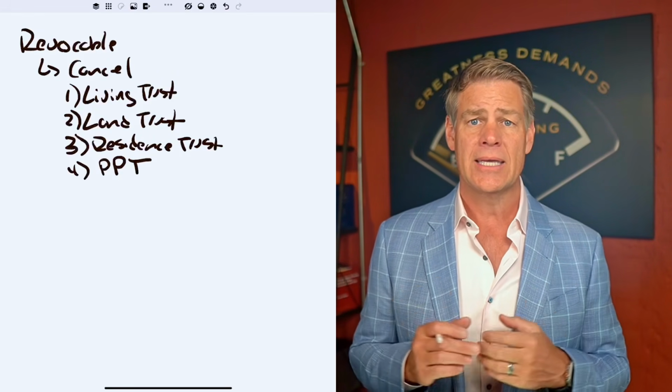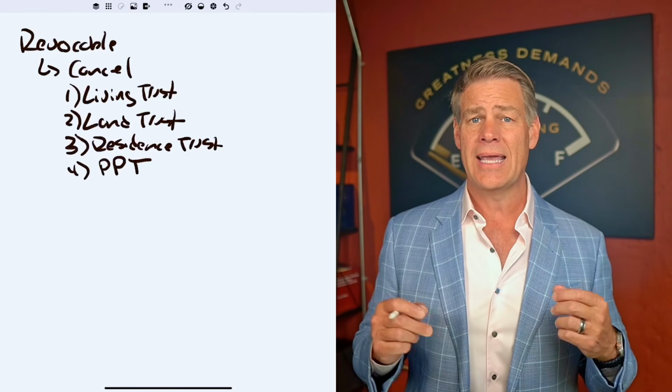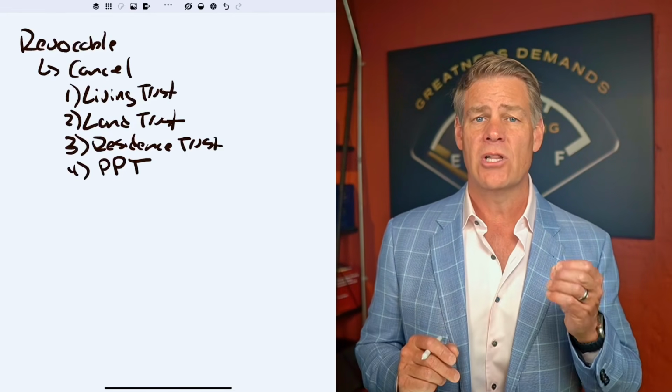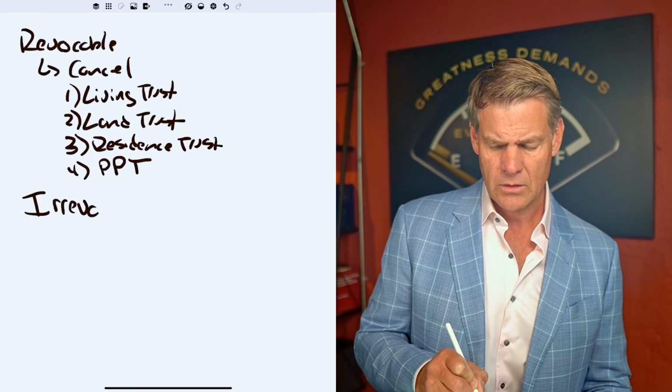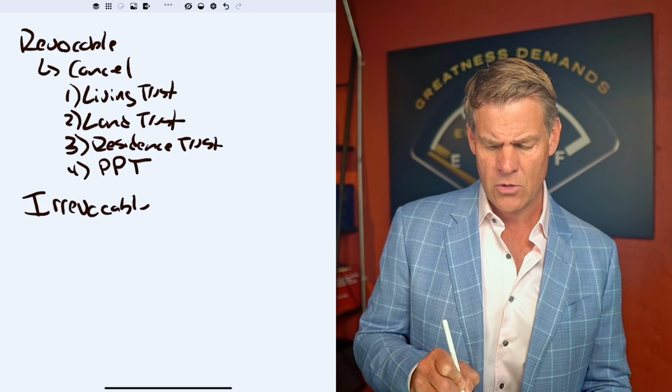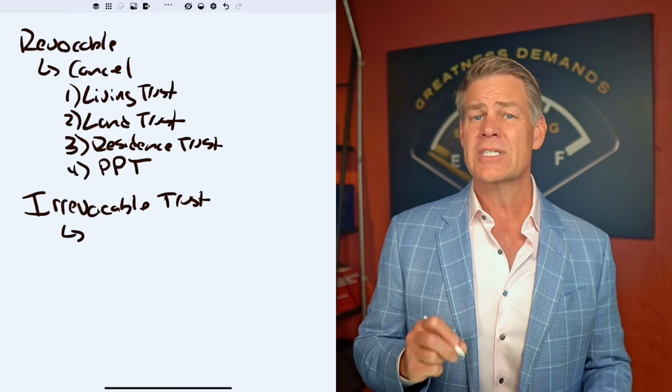So we're not locking anything down. So these are some common revocable trusts. They have a specific purpose, but they have a lot of flexibility. Now the irrevocable trust, that's a different animal altogether. With the irrevocable trust, they're set in stone.